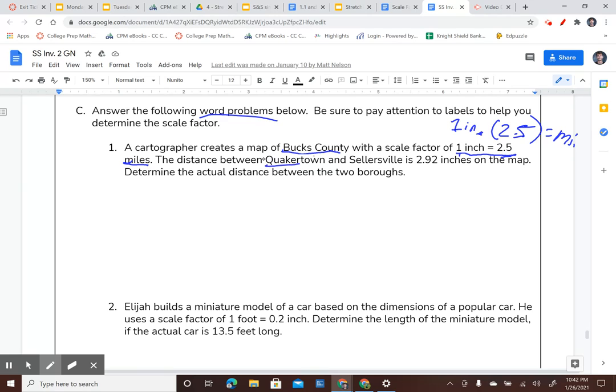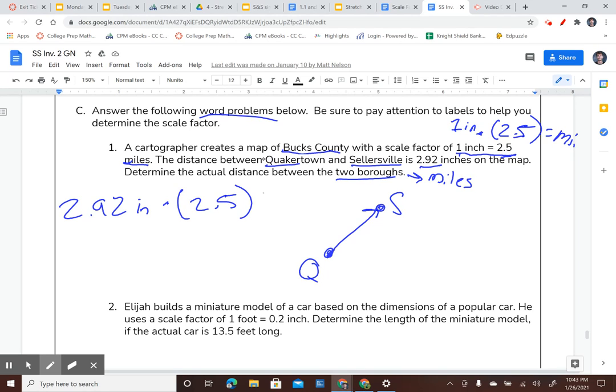So the distance between Quakertown and Sellersville, so from Quakertown to Sellersville, is 2.92 inches. So there gives me the inches. Determine the actual distance between the two boroughs in miles. So we said that we need to multiply 2.92 by 2.5 to get what it would actually be in miles. So let's go ahead and say value m for miles. So that's my variable m.